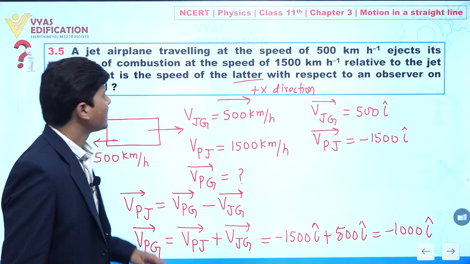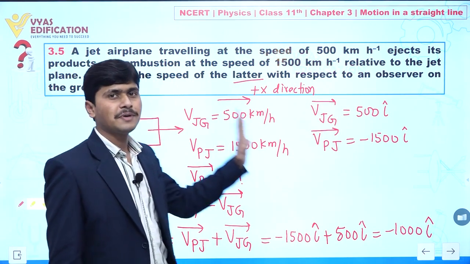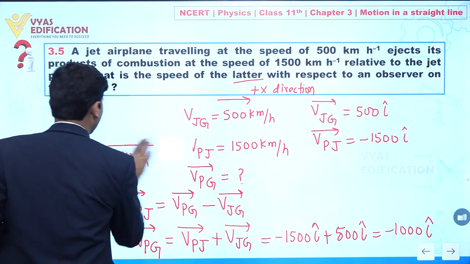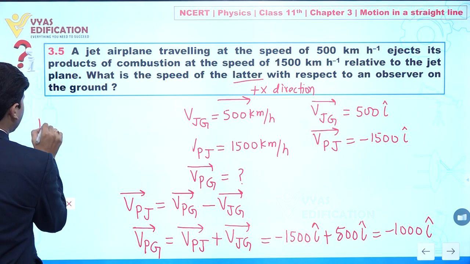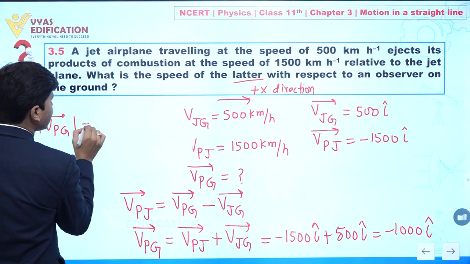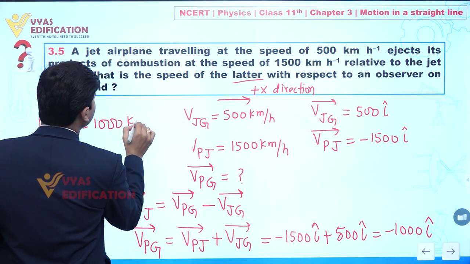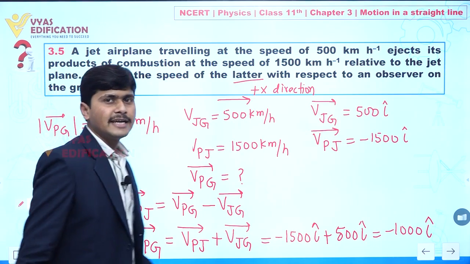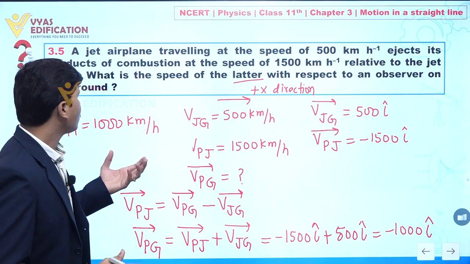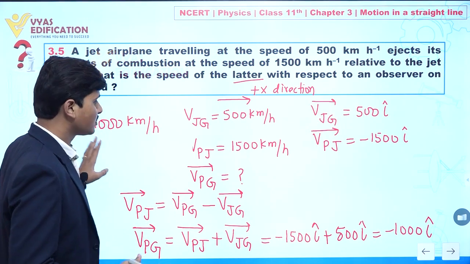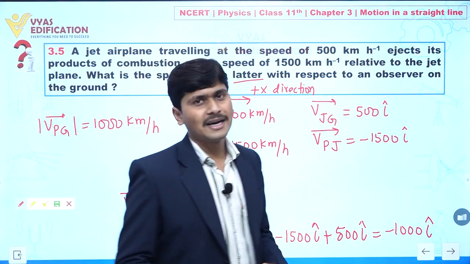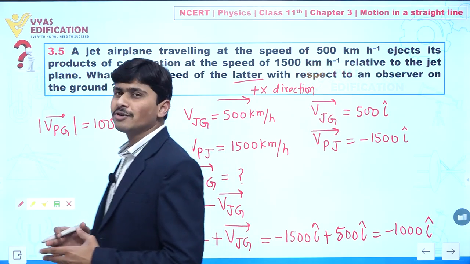Now our objective is to calculate speed, so we do not need any direction. Directly, the magnitude of velocity of product of combustion with respect to ground is 1000 km per hour. It means the product of combustion going outside from the jet will look like it is going in the left direction with a speed of 1000 km per hour. So the correct answer is 1000 km per hour.